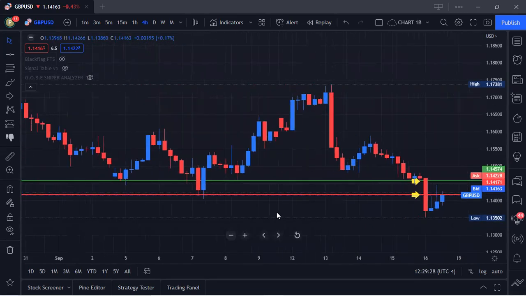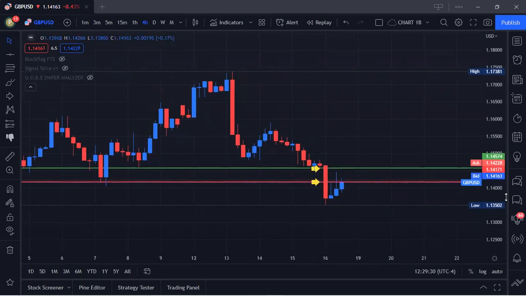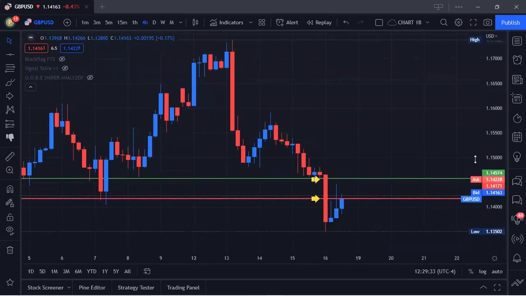Yes, sir. What do you see based on the trade that I took? What do I see? I see a retracement. I see a hard sell. Very good, long term. Right now it's a retracement.